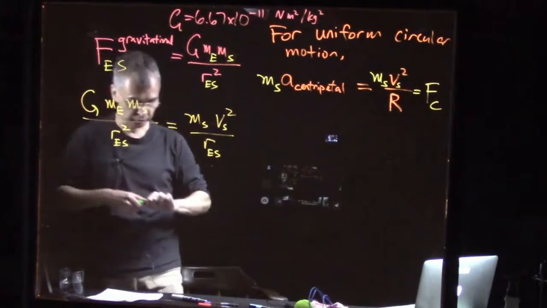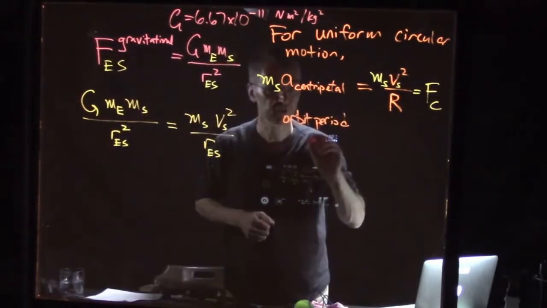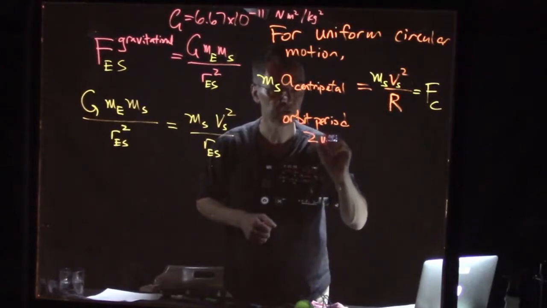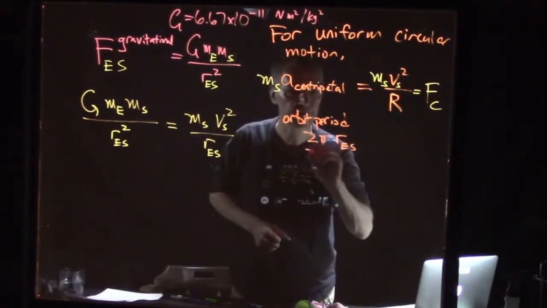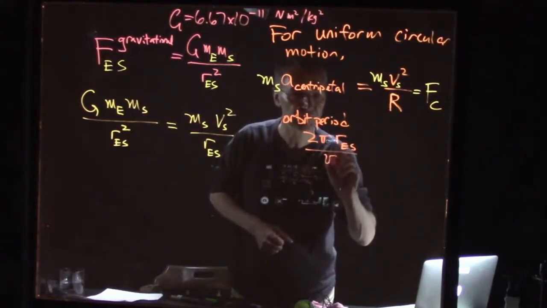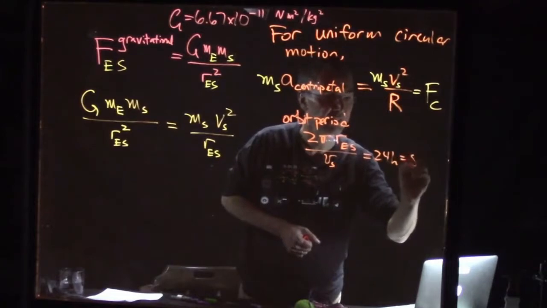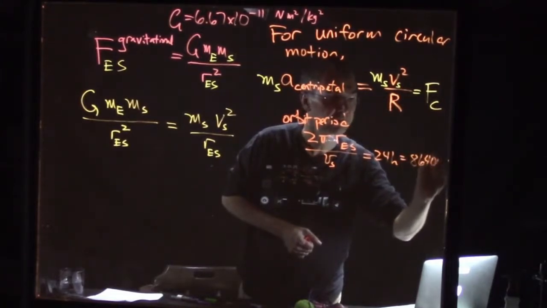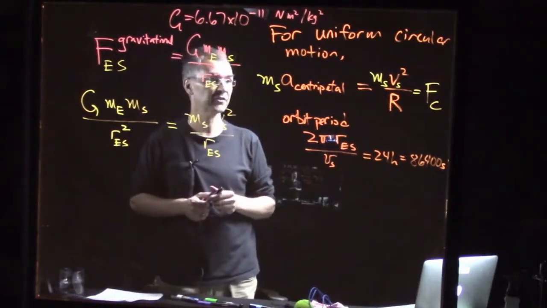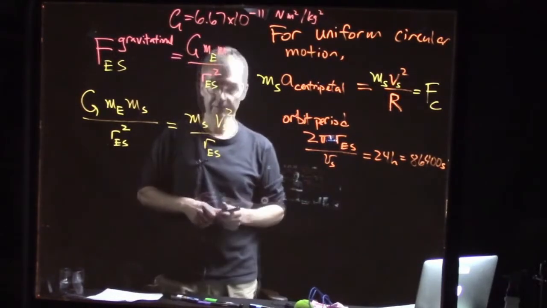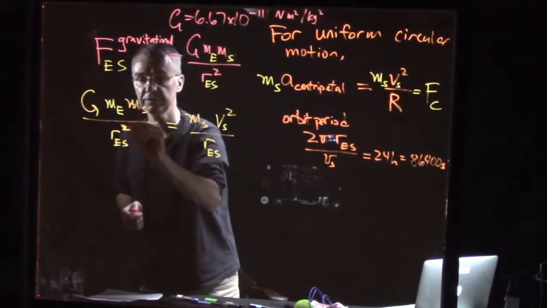And what can we do with this? Somehow we want to say that the period of the orbit, so this is 2 pi times the distance traced out by the circle divided by the speed at which it goes around. We want this to be 24 hours, which is 86,400 seconds. It's just 60 times 60 times 24. Turns out to be 86,400 seconds. Let's see. We can cancel the mass of the satellite. We can cancel one power.